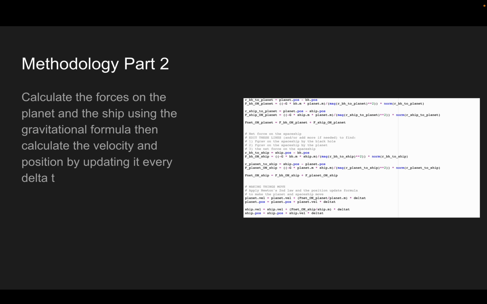And then for part 2, I simply calculated the forces on the planet and the ship. I added them up, and then I used those forces to update the position of both the planet and the ship by calculating the velocity and position and updating it every delta t.